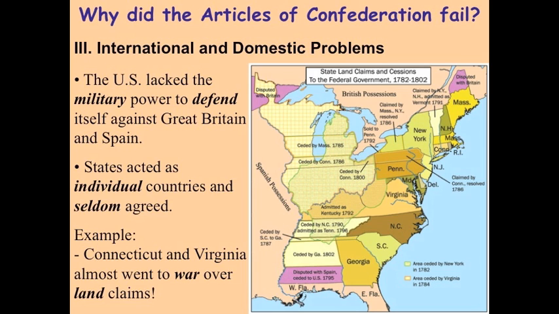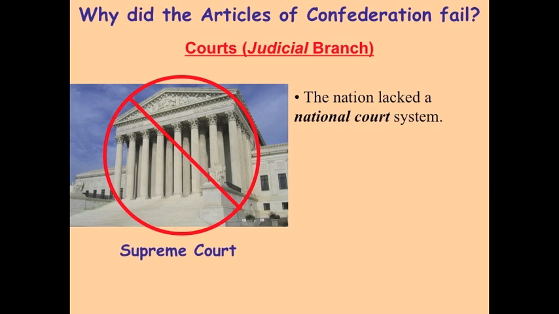States were acting more like countries, and they didn't necessarily agree. What Massachusetts wanted was very different from what Virginia wanted. It was so bad that Connecticut and Virginia even threatened to go to war over land. If you remember your map, Connecticut and Virginia are nowhere near one another. But there was a lot of fight and a lot of animosity between the states.